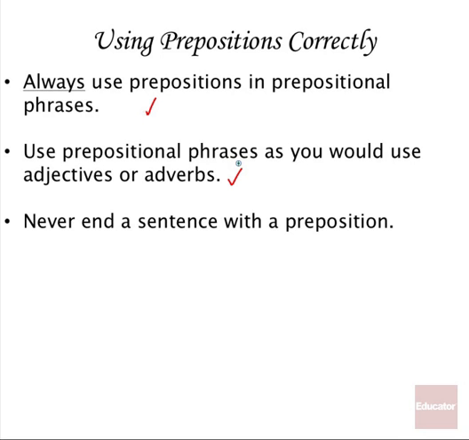So, once you've got a prepositional phrase as a block, you can throw it anywhere in the sentence that it would make sense as an adjective or adverb. And finally, never end a sentence with a preposition. You'll hear a lot of people do this in conversational English, but in your writing, it is considered very poor form. So don't do it.